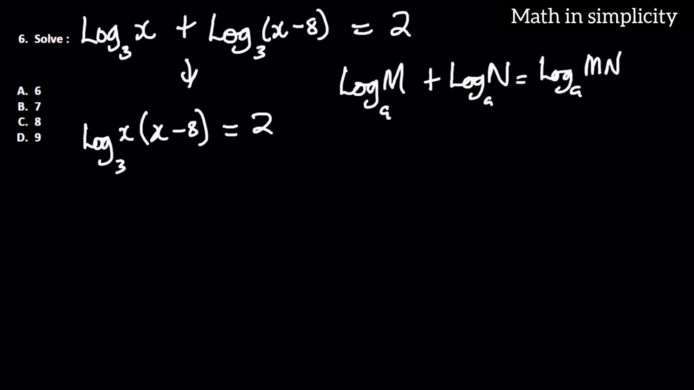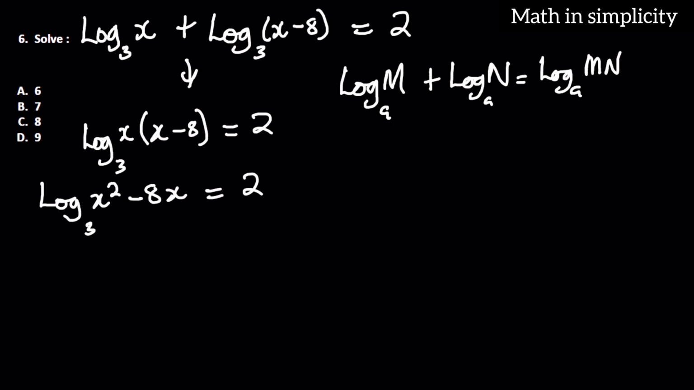Let's simplify further. We now have log of x times x, which is x squared, and x times minus 8, which is minus 8x, to the base 3, equal to 2. Now I want to find a way to get log 3 on the right hand side, so we can cancel log 3 on the left and log 3 on the right. If you know the laws of logarithm, we can do that very easily.